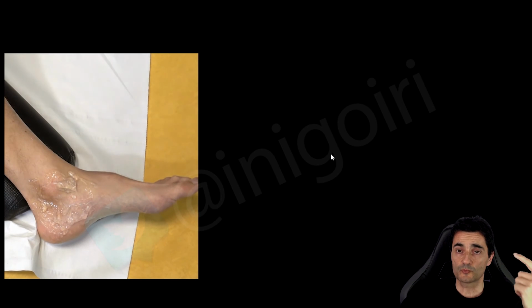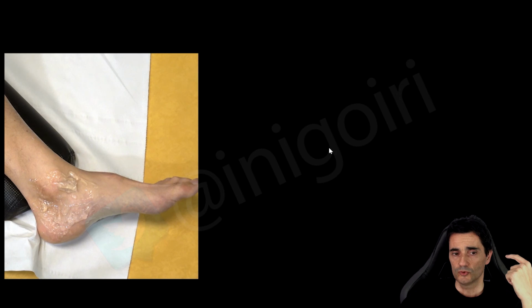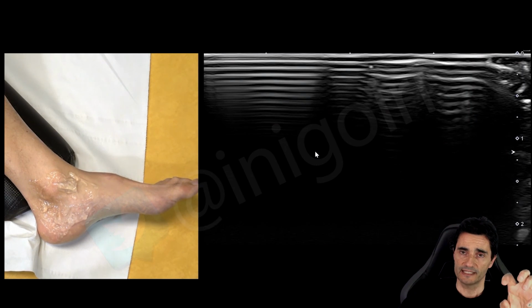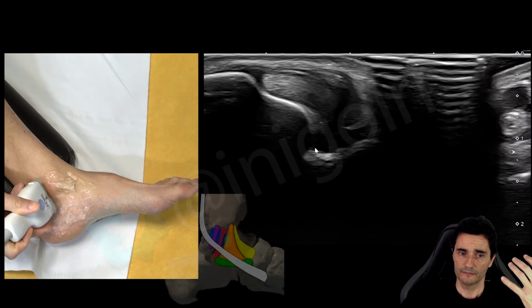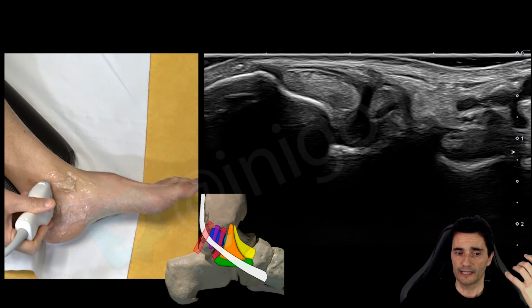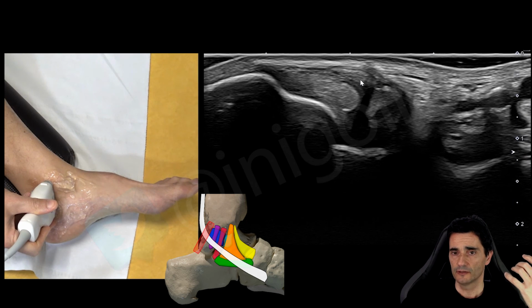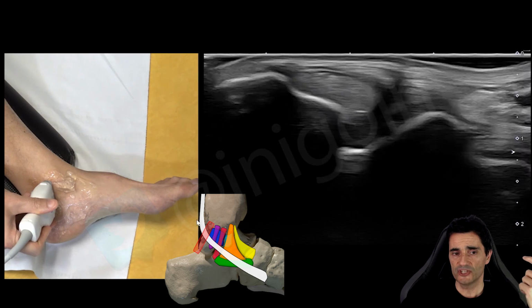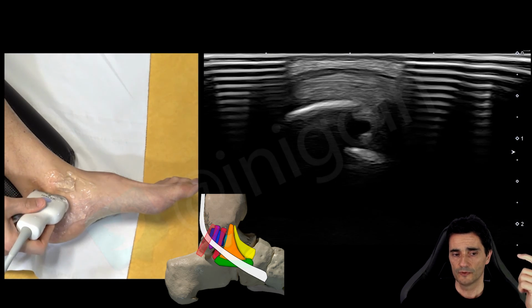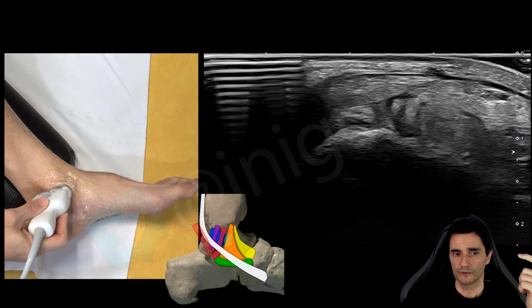Now we will check the spring ligament. To do so, I recommend this technique. It's the most useful for me. I start again at the posterior tibialis tendon, but now I change the orientation of the probe following the direction of the sole of the foot, always without losing the posterior tibialis tendon.